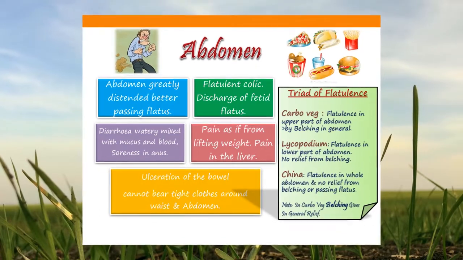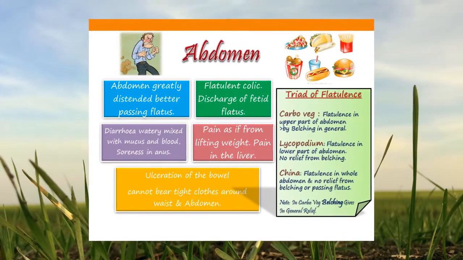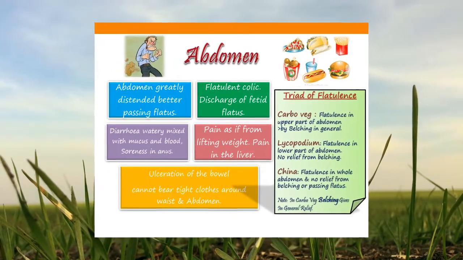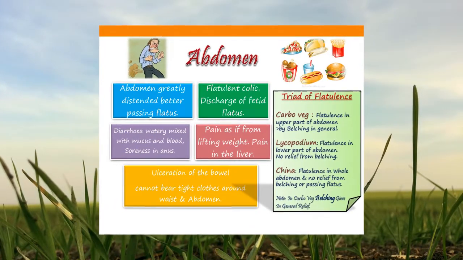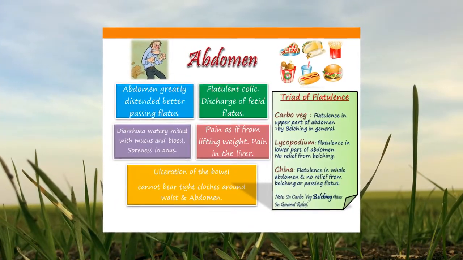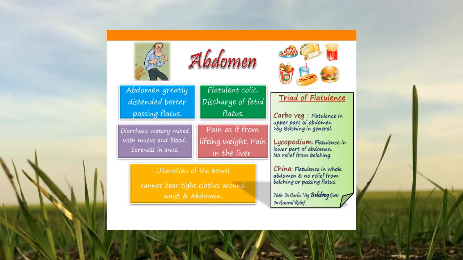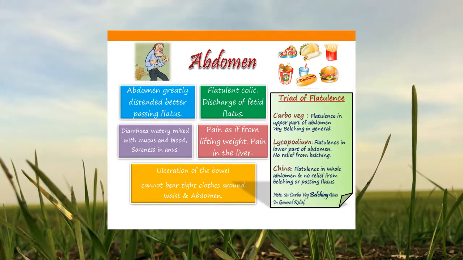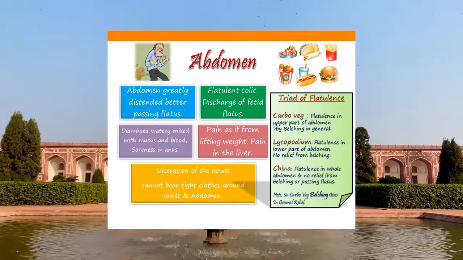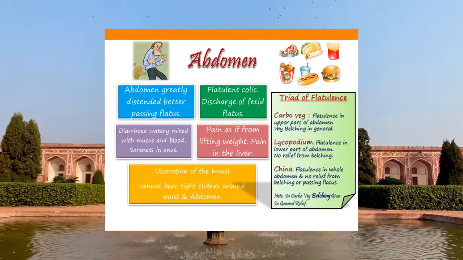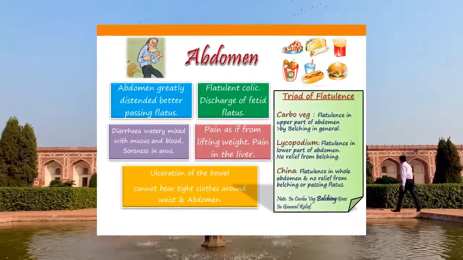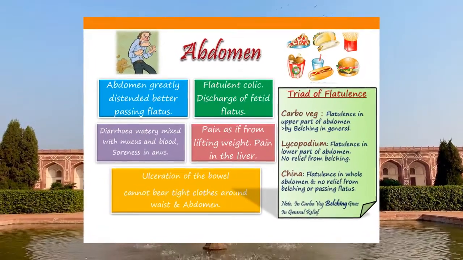Abdomen greatly distended, better passing flatus, flatulent colic, discharge of fetid flatus, diarrhea, watery mixed with mucus and blood, and there is soreness in the anus. So it is dysentery kind of symptoms, and pain as if from lifting weight, pain in the liver region, ulceration of the bowels, cannot bear tight clothes around the waist and abdomen. And carbo vegetabilis comes in the triad of flatulence with Lycopodium and China.